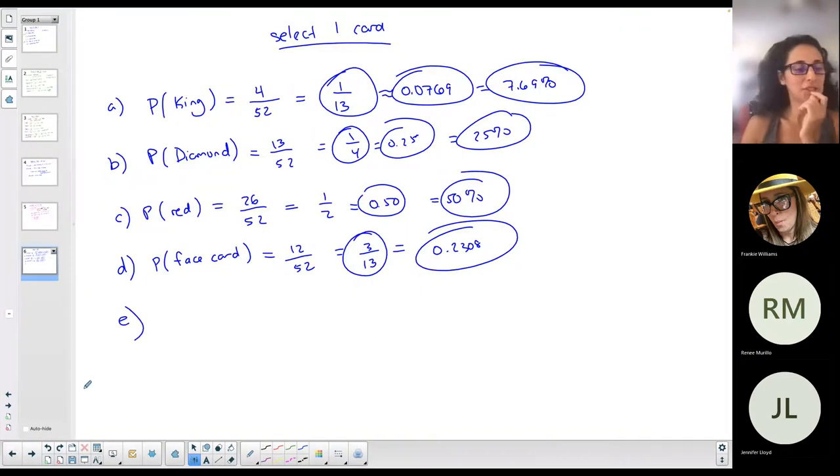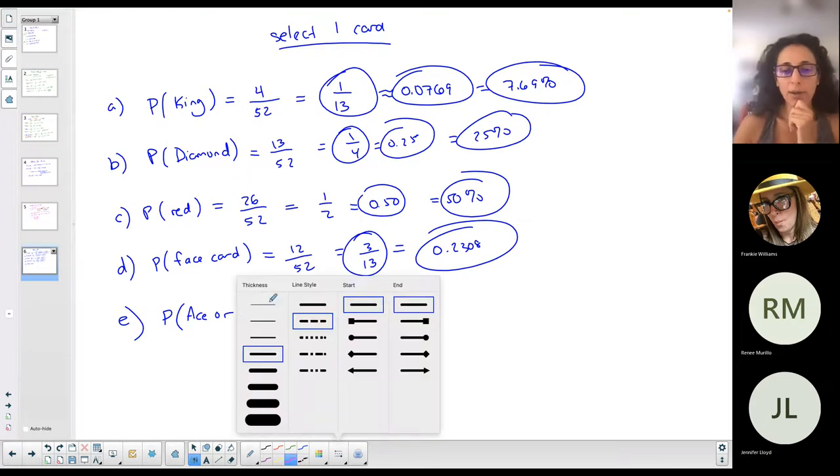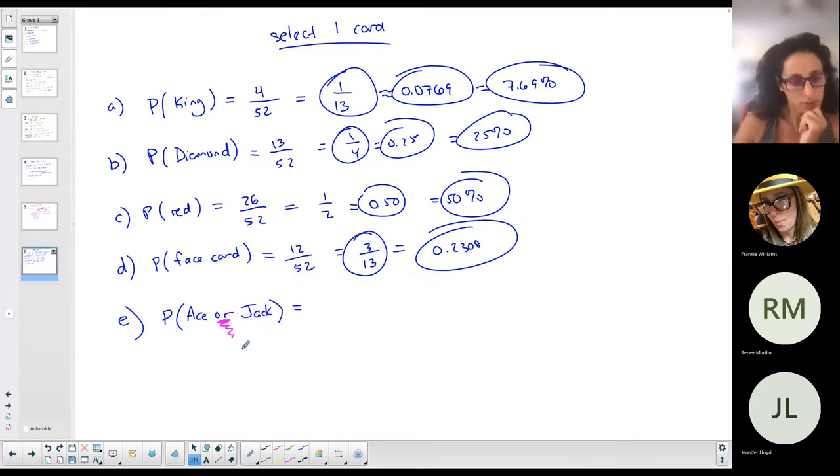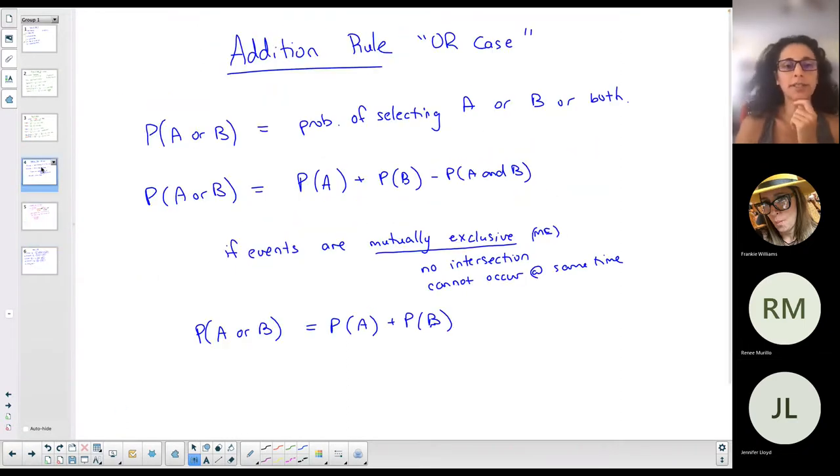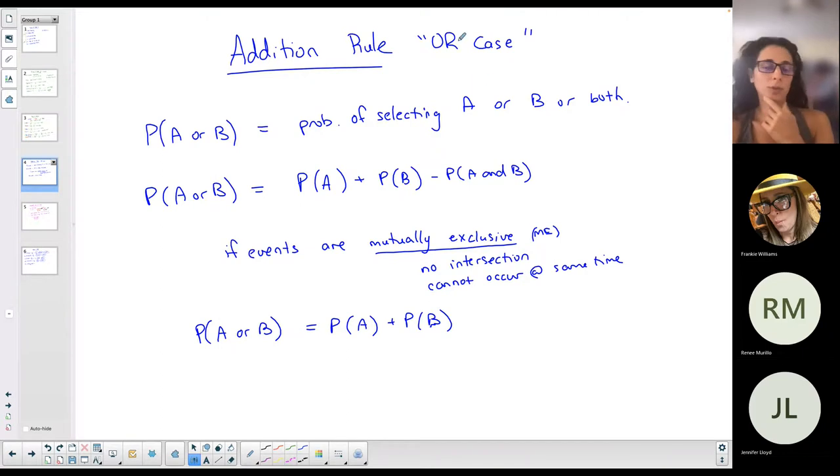Now, addition rule, let me finish the addition rule. Let's do this. Find the probability of randomly selecting an ace or a jack. Okay, here we go. I am on my homework and I see or. And when I hear or, I go, oh, addition rule, right? I know that I'm going to add stuff because the addition rule says add stuff. I use the addition rule when I have the or case.